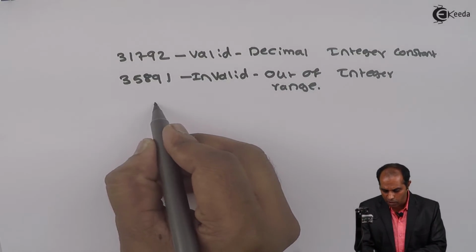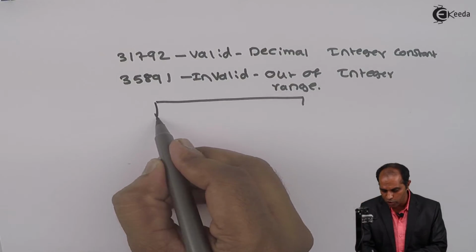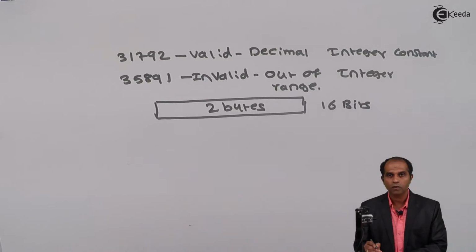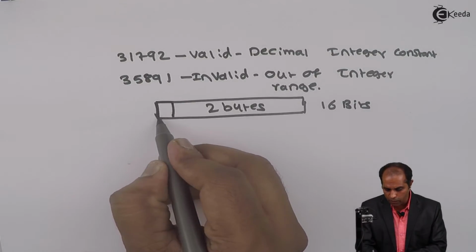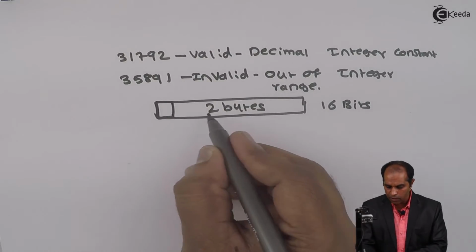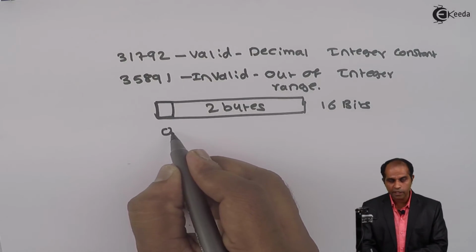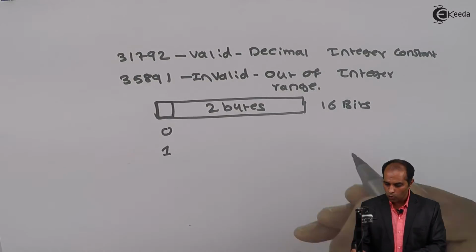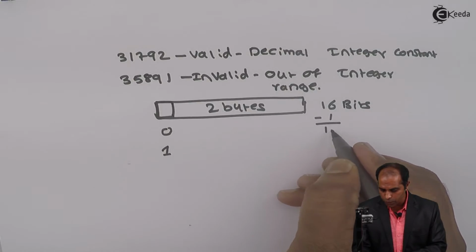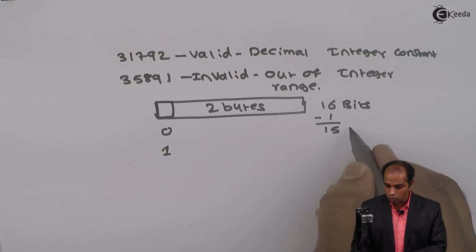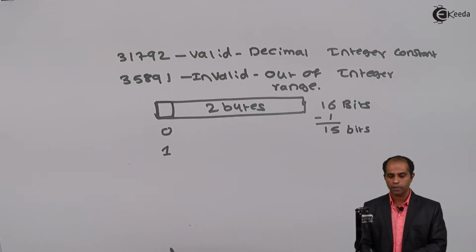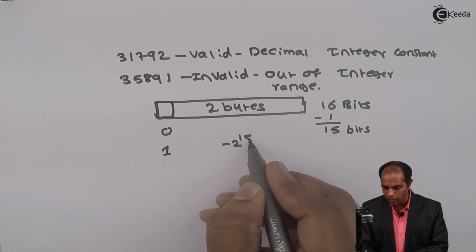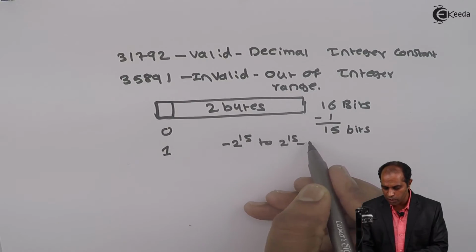As I said, an integer constant gets 2 bytes of memory, that is 16 bits, of which 1 is always given for sign. Numbers are stored in binary, hence 0 indicates a positive value and 1 indicates a negative value. When I subtract 1 from this, I have 15 bits of space available, hence the range of numbers I can use is minus 2 raised to 15 to 2 raised to 15 minus 1.